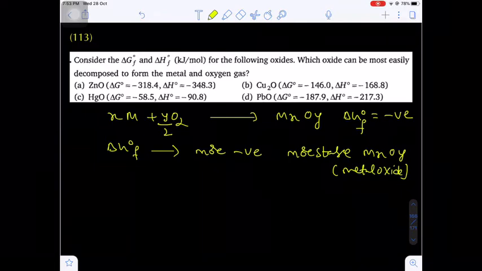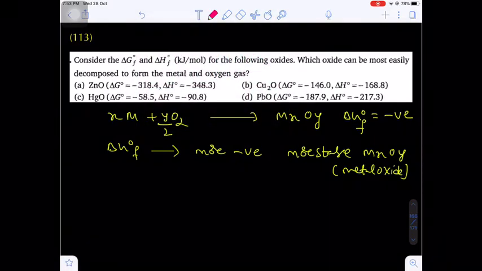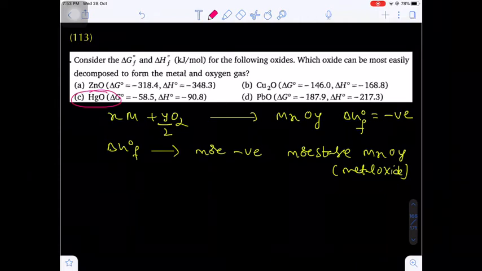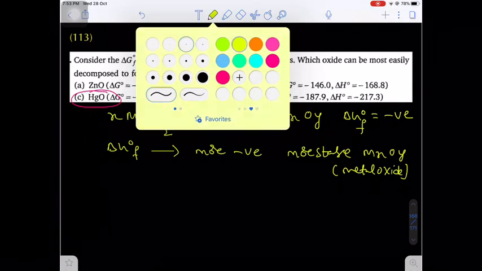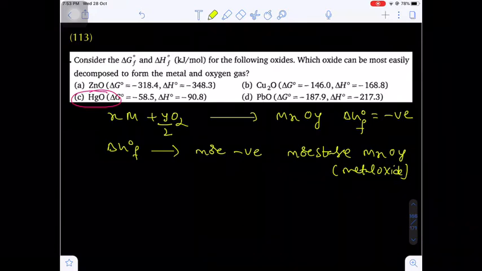Now you see, out of the four options, where the delta G naught value will be less negative compared to the other options? If you see option C, here the mercuric oxide has the delta G naught value minus 58.5. This is the only option where the delta G naught value will be less negative, in the sense of a more positive value. Are you getting my point? That means this mercuric oxide compared to other oxides will be less stable. Are you getting my point?